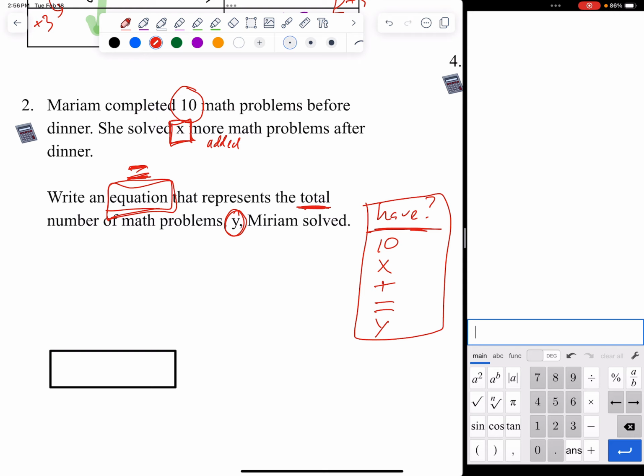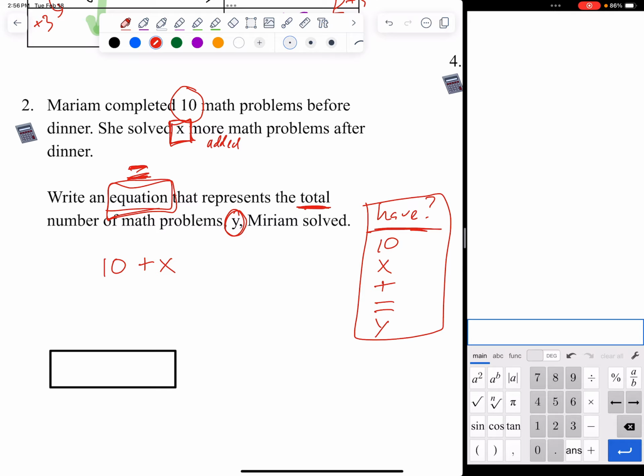All right, so let's see if I can put this together. I'm going to read it again. Miriam completed 10 problems before dinner. So Miriam started with 10. She solved X more problems after dinner. So more X after dinner. Write an equation that represents the total number of math problems that Miriam solved.